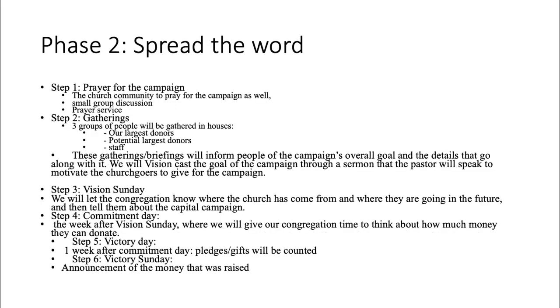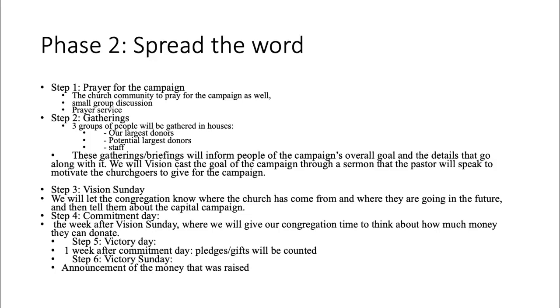So phase 2 is to spread the word. Step 1 is pray for the campaign. We'll do so by having church communities pray for the campaign, small group discussion, and prayer services. Step 2 is the gatherings. 3 groups of people will be gathered in houses: our largest donors, potential largest donors, and staff. These gatherings / briefings will inform people of the campaign's overall goal and the details that go along with it.